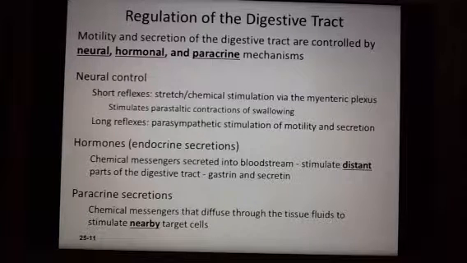We know we have hormones going throughout the body for all different chemical messengers, and the digestive system is no different. So the hormones here are secreted into the bloodstream, and we'll talk specifically about gastrin and secretin. And then finally, when we talk about the pancreas, we'll look at those enzymes. They are diffusing through the tissue fluids and stimulate nearby target cells. So they are kind of short-range messengers.